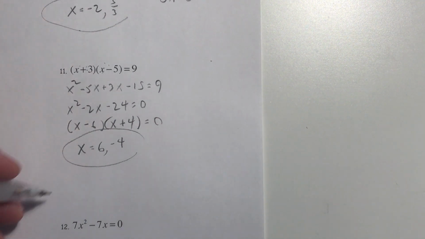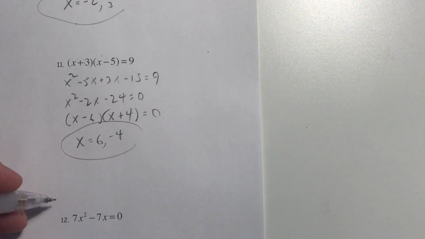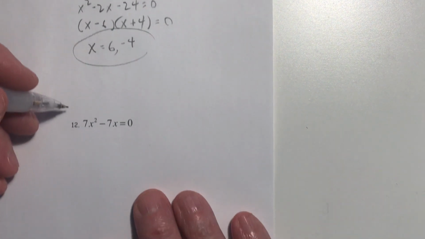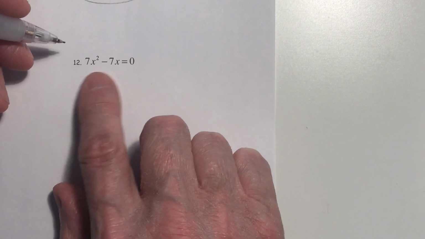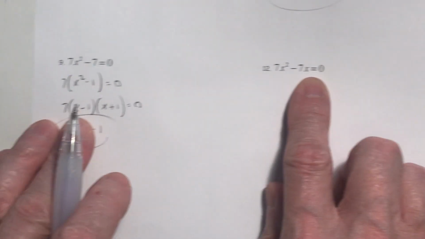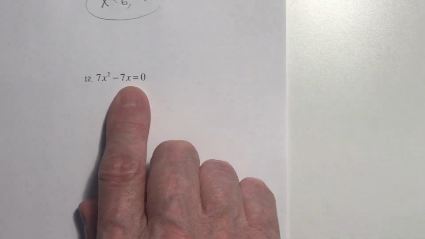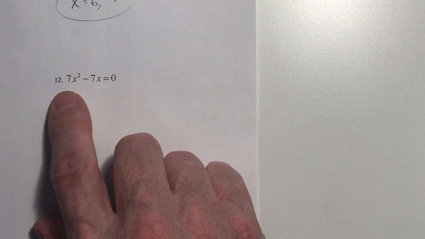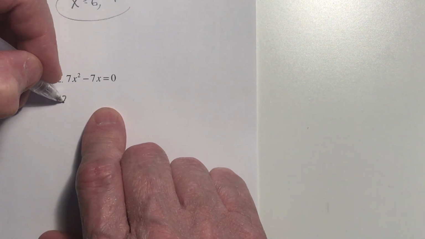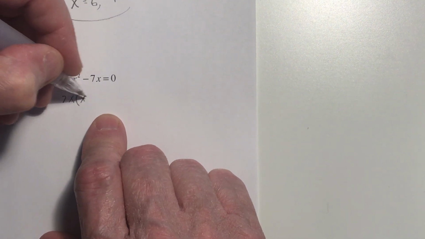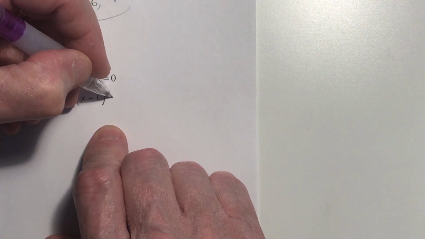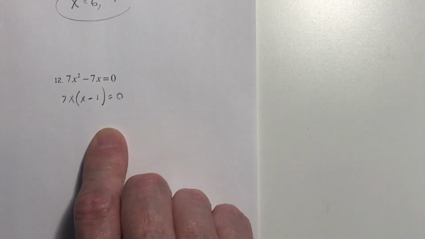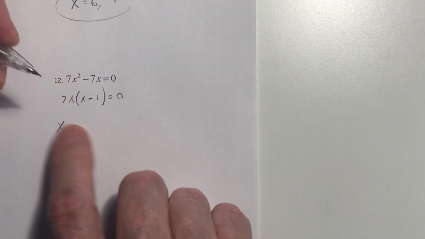And the last example on page 2, there's a GCF. Now this is not a rerun of number 9. Look closely, there's a difference. The GCF in number 9 was 7. The GCF here is 7x. 7x times x minus 1. Aha, big difference. It's all factored.